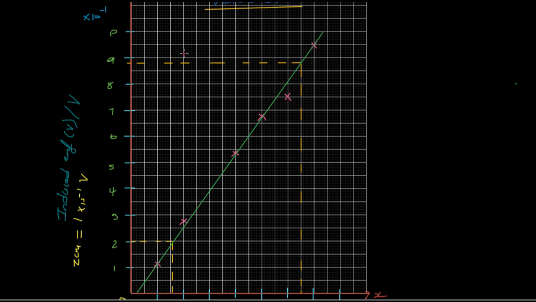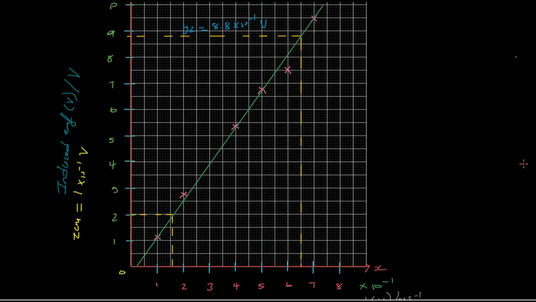So in this case, this would be my y2, this is 8.5, 8.6, 8.7, 8.8. So 8.8, and again, remember, times 10 to the minus 1, and this is volt. Similarly, I can read off y1, that's going to be 2 times 10 to the minus 1 volt, while x2 is going to be 6.5 times 10 to the minus 1 meter per second, and x1 is 1.6 times 10 to the minus 1 meter per second.